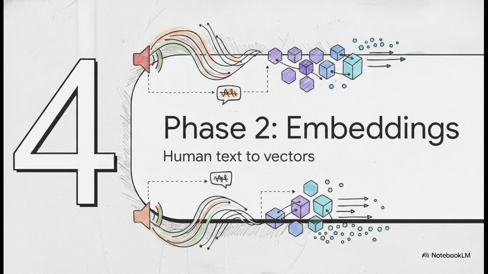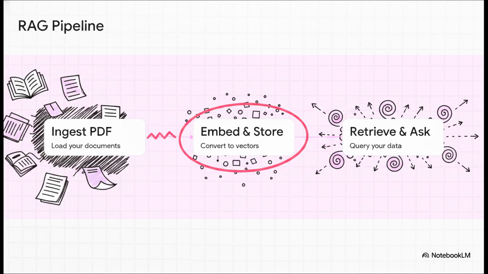Part 4. Phase 2. Vector embeddings. Okay, so with our PDF successfully ingested, we shift squarely into the second phase of our roadmap. Step 2, embed and store. We're translating human text into computer logic here.